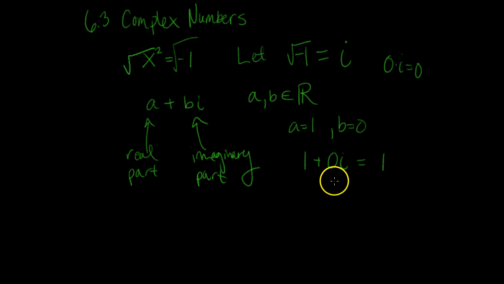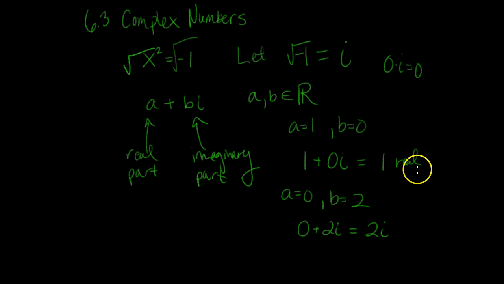Okay? And you can also just have the imaginary part of a number. Suppose a is equal to 0, b is equal to 2. So you could do 0 plus 2i, or just 2i. So you can have a real part, and remember, reals are subsets of the complex, and then this is the imaginary part. So every complex number has a real part and an imaginary part.